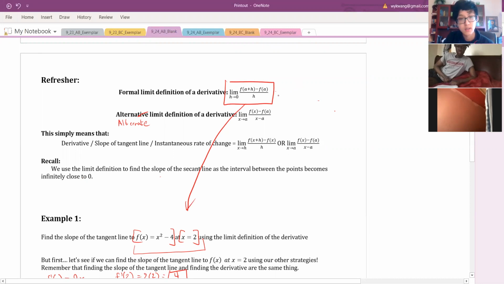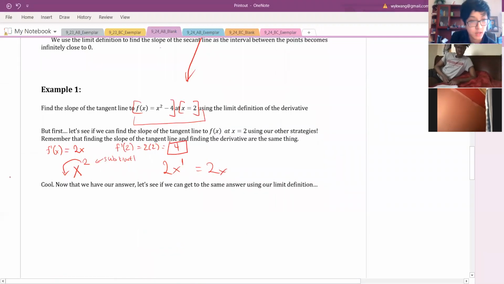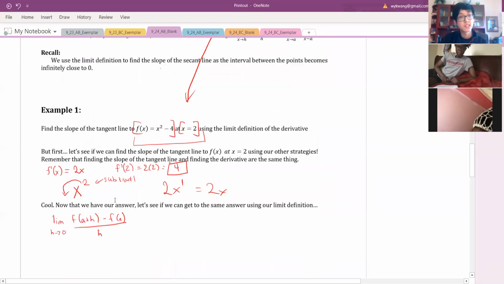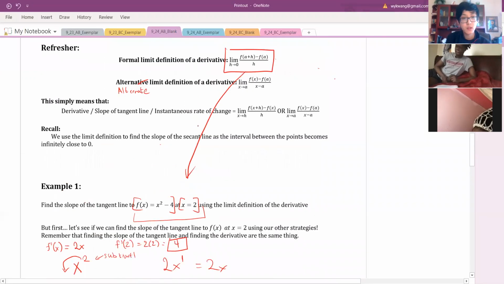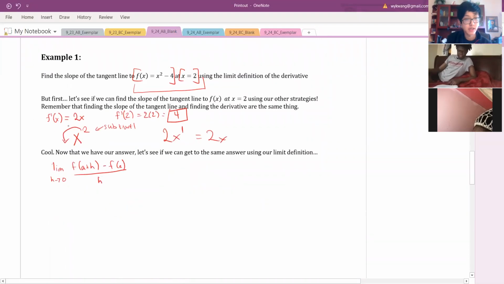Well, here, I'm just going to copy down the limit definition again. The limit as h approaches 0 of f of a plus h minus f of a, all over h, right? That's our limit definition. So how do we even use this equation? We're given this limit definition, but how do we even use it?